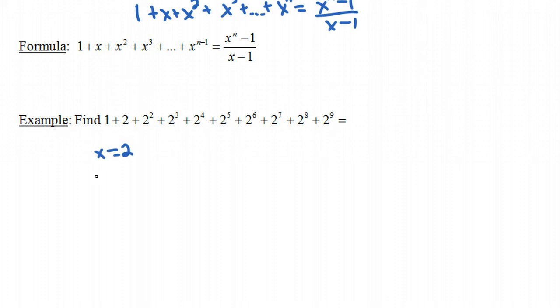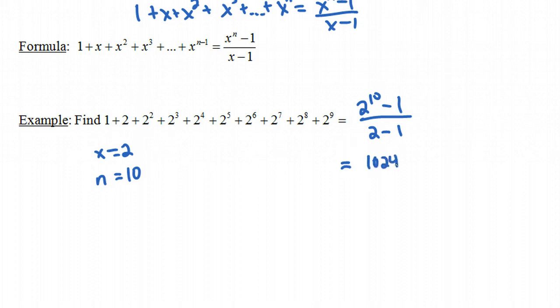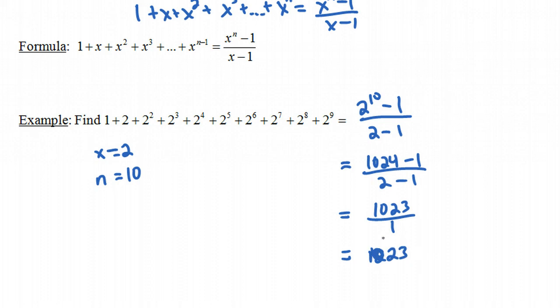Notice the x would be 2. And the n, what would the n be? Well, the n would be 10, because n minus 1 is 9, and so the n would have to be 10. So this is going to equal 2 to the 10th power minus 1 over 2 minus 1. If you look at this formula, that lines up exactly with the formula if I let n be 10 and x be 2. Now, 2 to the 10th, I believe, is 1024. And so 1024 minus 1 is 1023. 2 minus 1 is 1. So it adds up to be 1,023. That was much quicker, I think, than if we had added all these up.